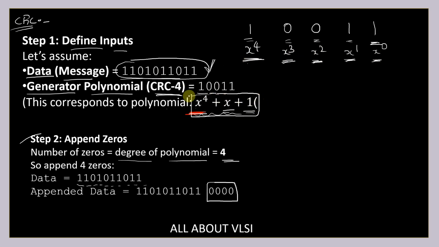Now, I'm talking about the sender side. After having the generator polynomial, I'm going to append four zeros to my data. Why four zeros? You need to decide the number of zeros to append to your data depending upon the degree. Here the highest power degree is 4, so I'm going to append four zeros to my actual data, and I'm going to perform modular division with my generator polynomial.